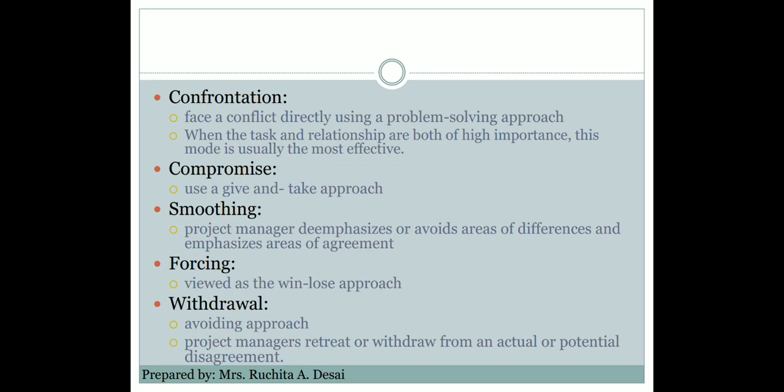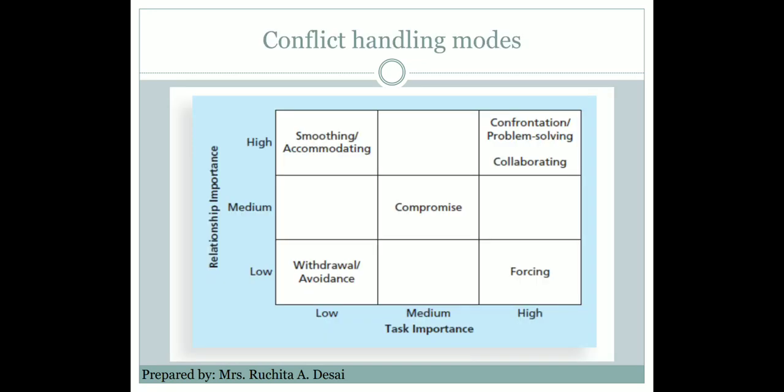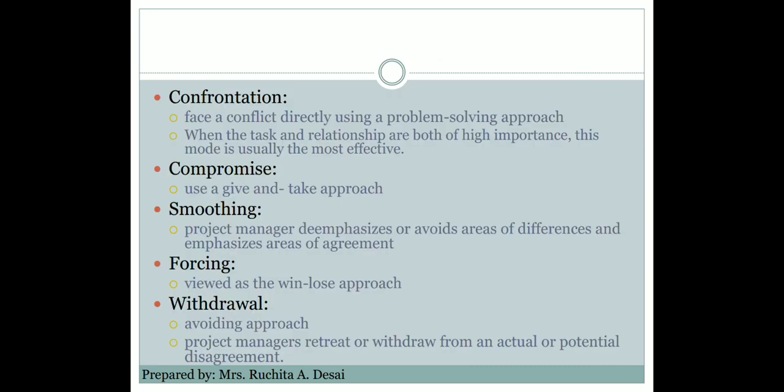Now the fourth one is forcing. In this mode, they are using the win-lose approach. If the task is of high importance and the relationship is of low importance, this mode can be very effective. They are forcing that they should perform the task. Here you can see forcing: the task is of high importance, which means they should perform. They never consider the relationship, as the relationship is of low importance.